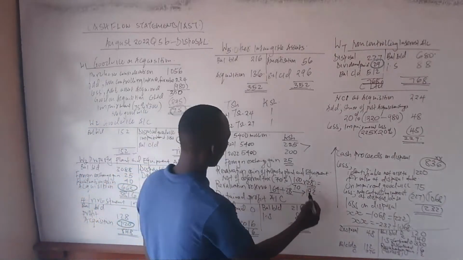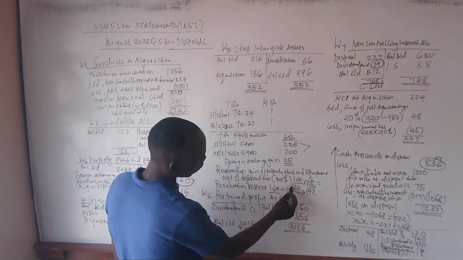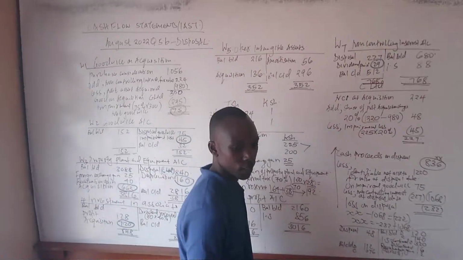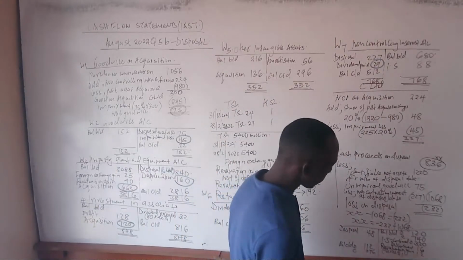We normally take 70% for the revaluation reserve, and for deferred tax we take 30%, or depending on the tax rate given by the examiner.